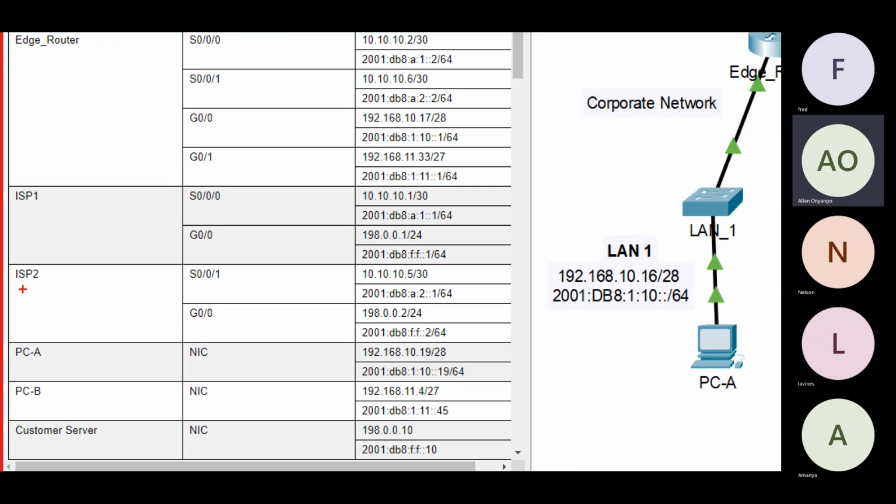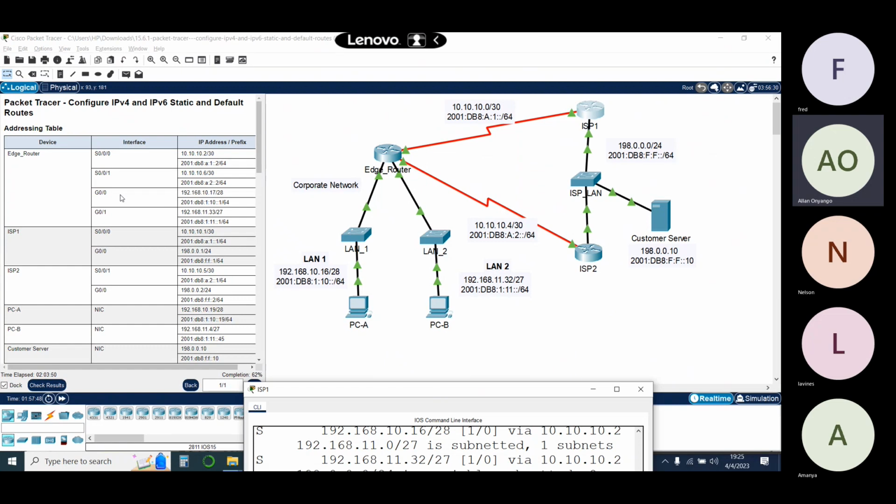So checking at ISP2, the only interface that has 198 is here. It's 198.0.0.2. That is going to be our address. That's going to be our next hop. So how do you do that again? You look at what is the network address of that link. It's 198.0.0.0/24. And I'm making a very serious mistake here.